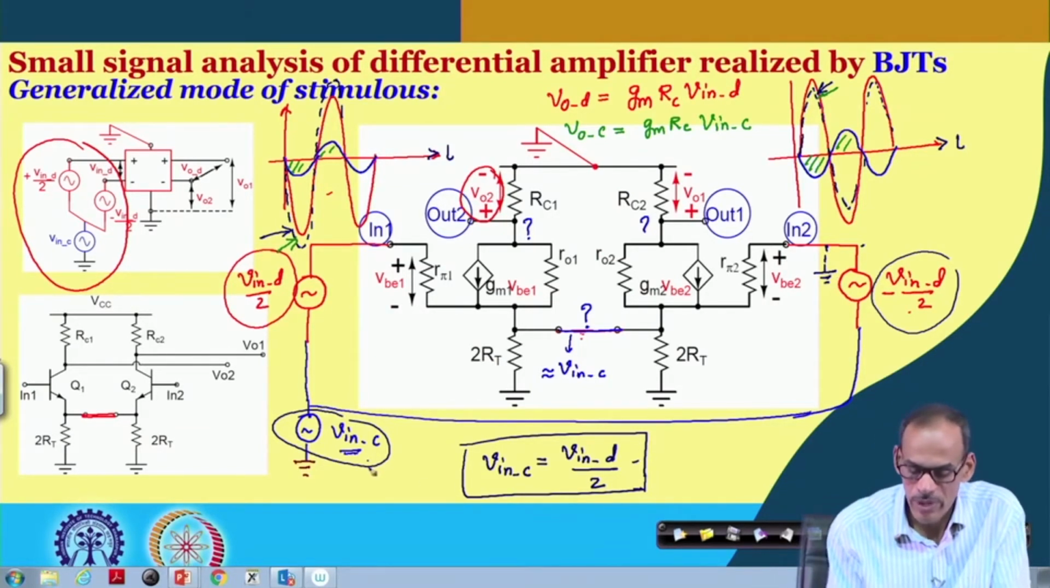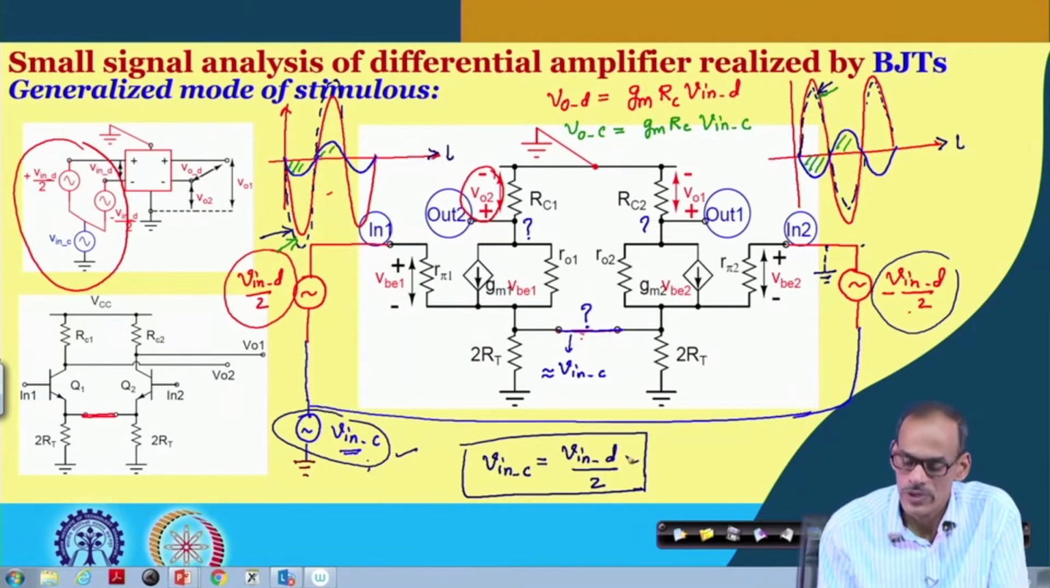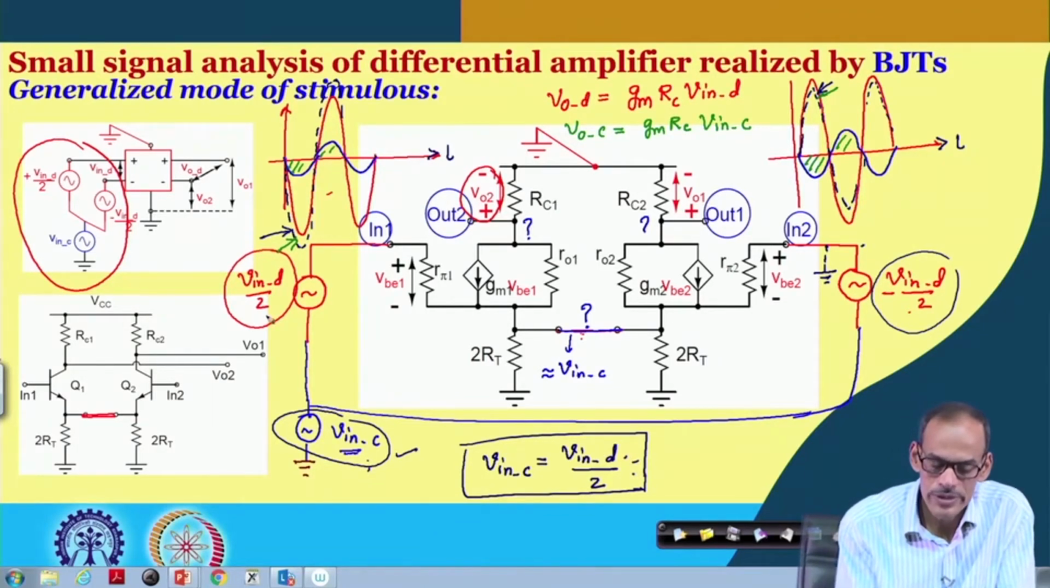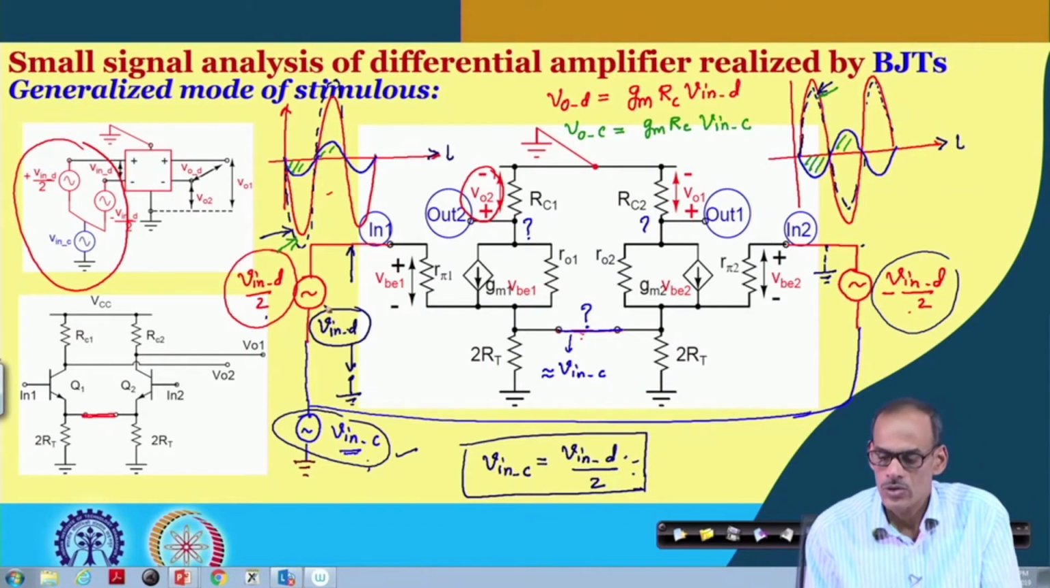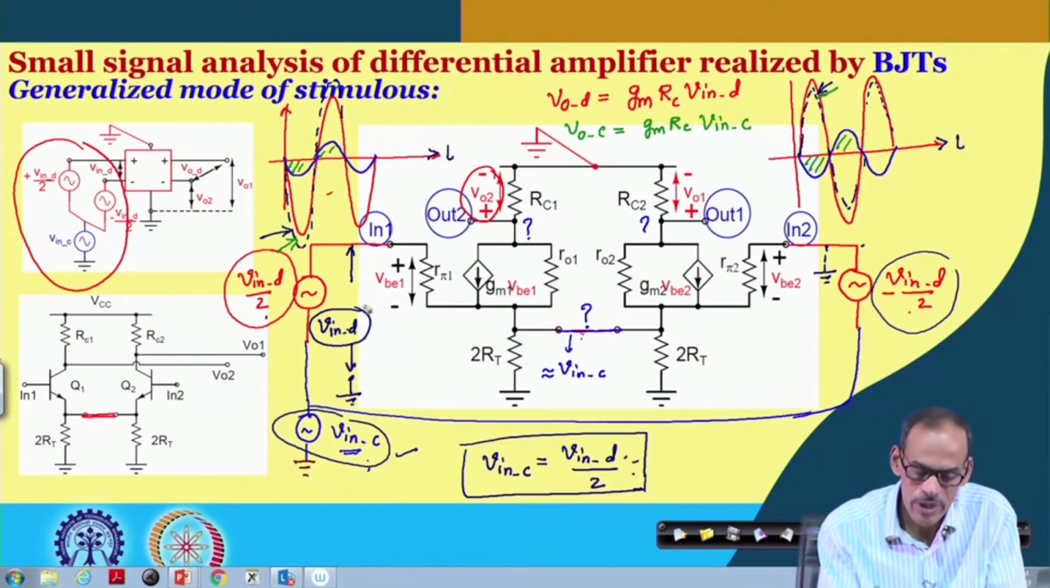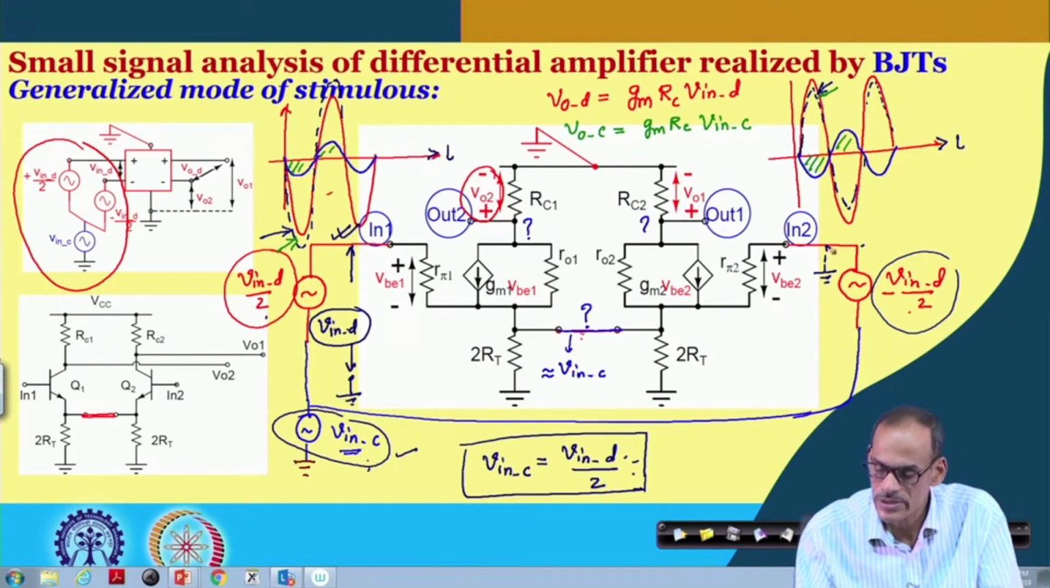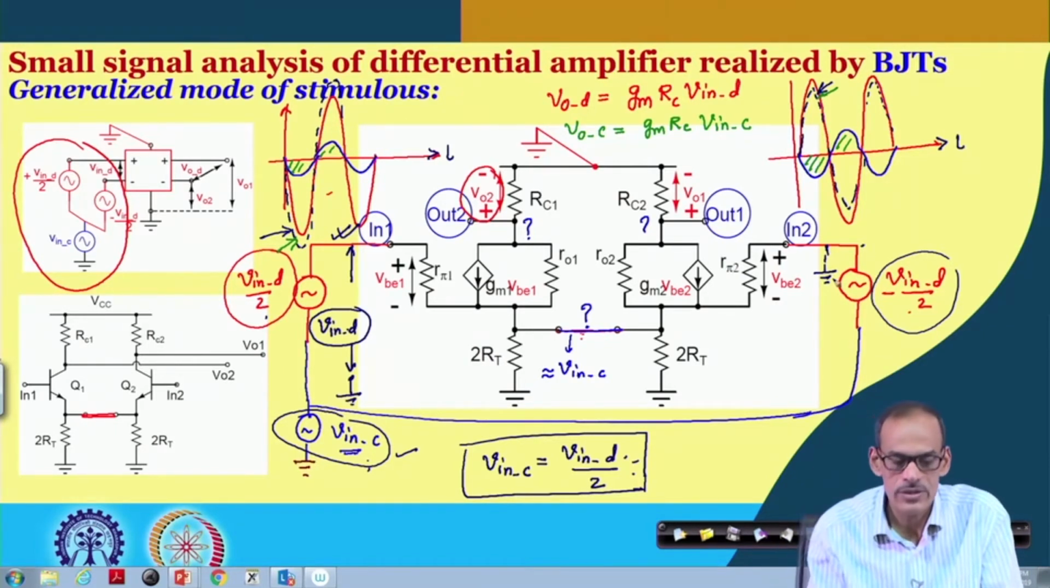On the other hand, if I am having this signal equal to V in D by 2, then this V in D by 2 and this V in D by 2 together give us V in D. So, the signal at this point with respect to ground is V in D by 2. Such kind of stimulus, namely if we have a signal only at one side and the other side is ground, is referred to as pseudo differential stimulus.